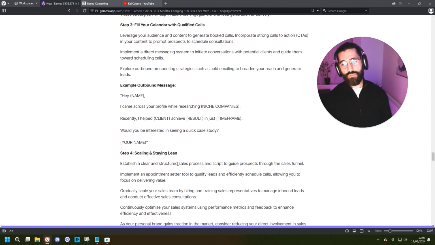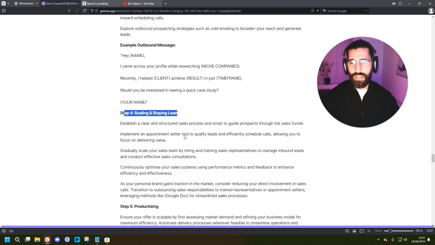Once they respond yes, then hit them back with the case study and then follow up accordingly to see if it was relevant and then book in the call, or if they ask for more information, just send them that as well. And step 4 is simply scaling and staying lean.